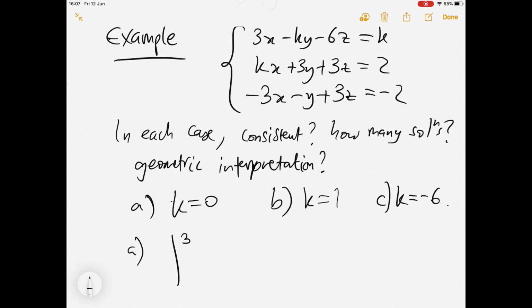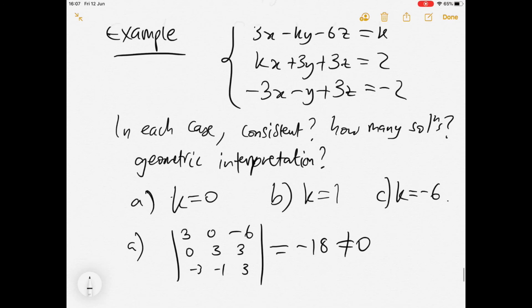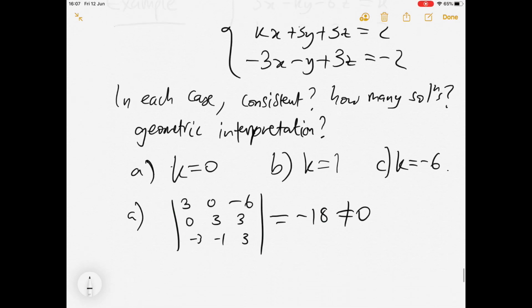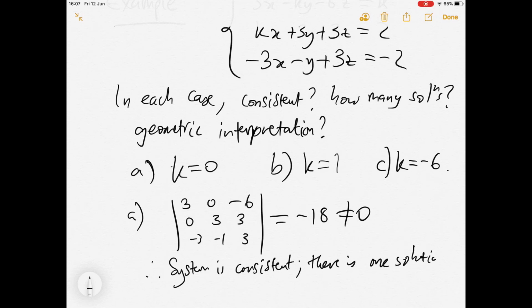Your calculator can easily work out the determinant of the matrix in the case k is 0, and your calculator will find this is minus 18. This is non-zero, so that immediately tells us we're in case 1. Therefore, the system is consistent. There is one solution, and the geometric interpretation is the planes meet in a point.